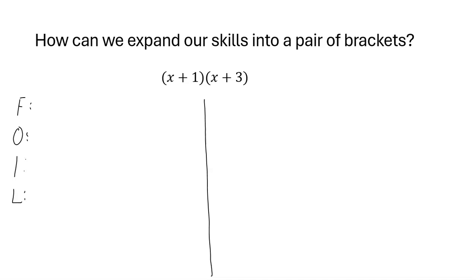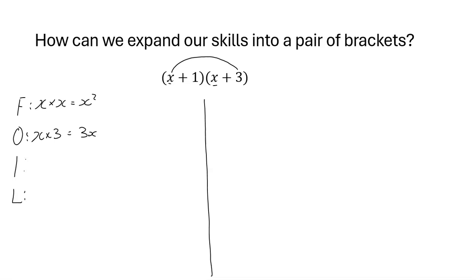F means first. What that means is we take the first element of each bracket and we multiply them together. So in this case, x times x, which gives me x squared. O means outer. That means the outer elements of the bracket, so these two indicated here, which means I'm going to do x times 3, and I'm going to get 3x. Now, a key thing to note is I haven't written any signs there, and I'll explain why to you in just a moment. Signs are still important like they were before, but there's something I'll explain in just a second.